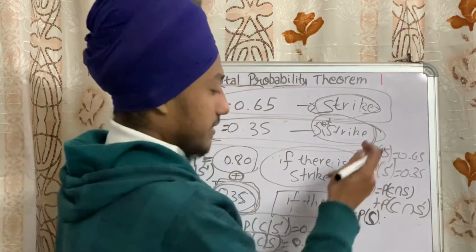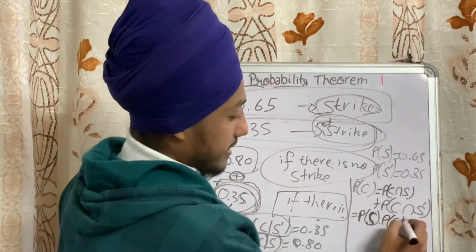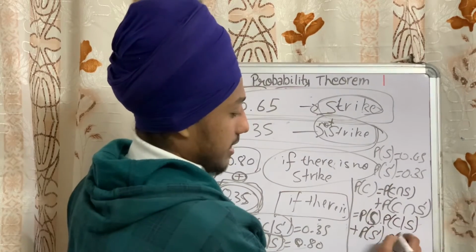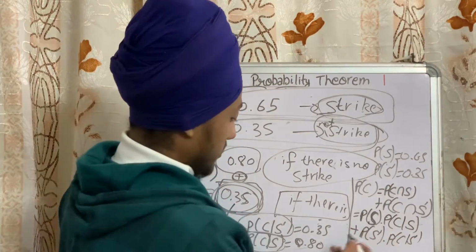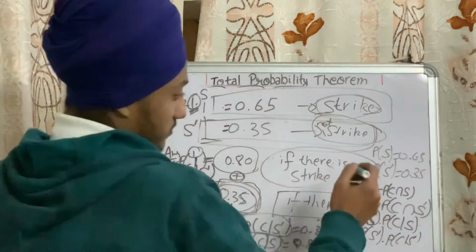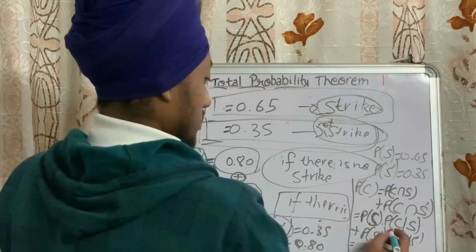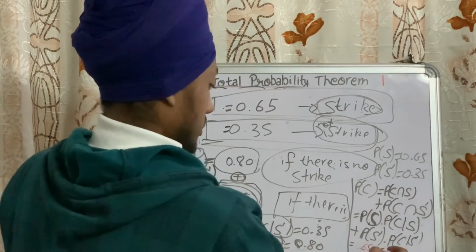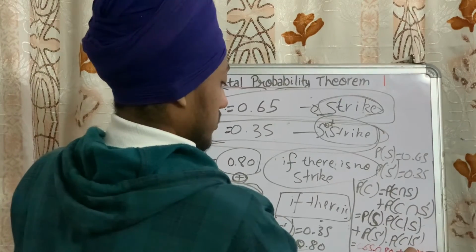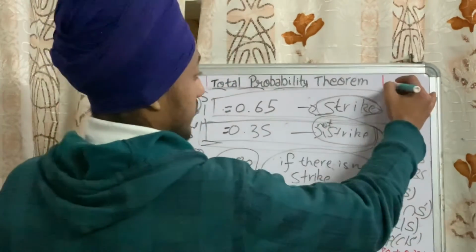That's the main idea. Because S is given here, we cannot write it as C alone. Here we can write C given that S has already happened, and C given S' where S' has already happened. So this is how we can find it by putting in the values: 0.65 into 0.8, plus 0.35 into 0.35. That's how we can find our answer.